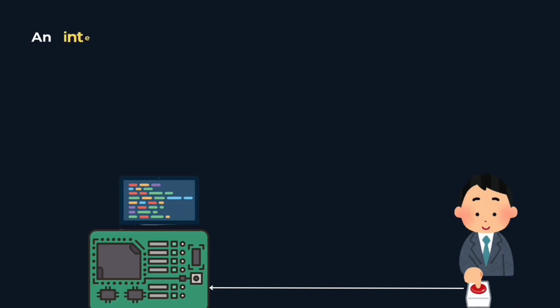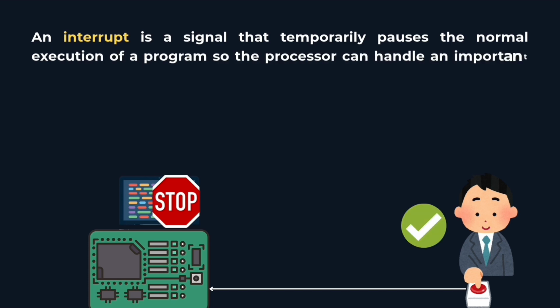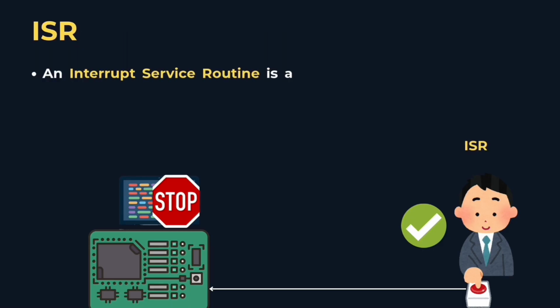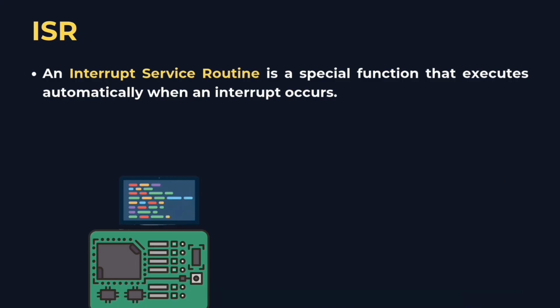An interrupt is a signal that temporarily pauses the normal execution of a program so the processor can handle an important event. The code that handles this event is called an interrupt service routine or ISR. ISR or interrupt service routine is a special function that executes automatically when an interrupt occurs. After the ISR finishes, the processor returns to the program that was previously running.